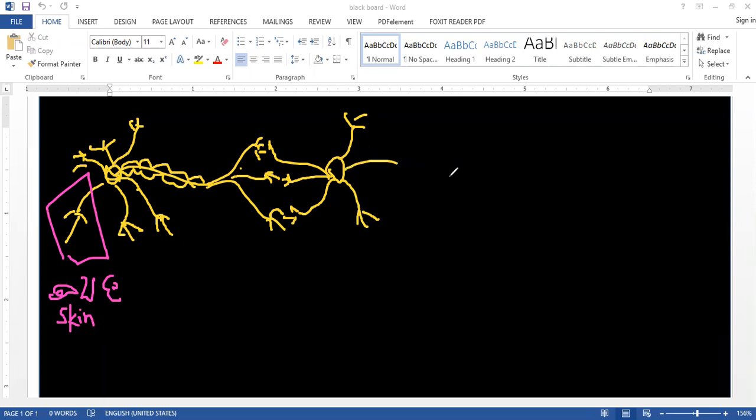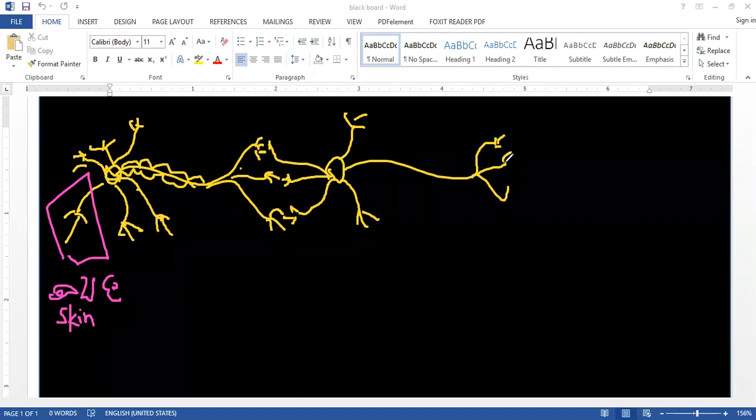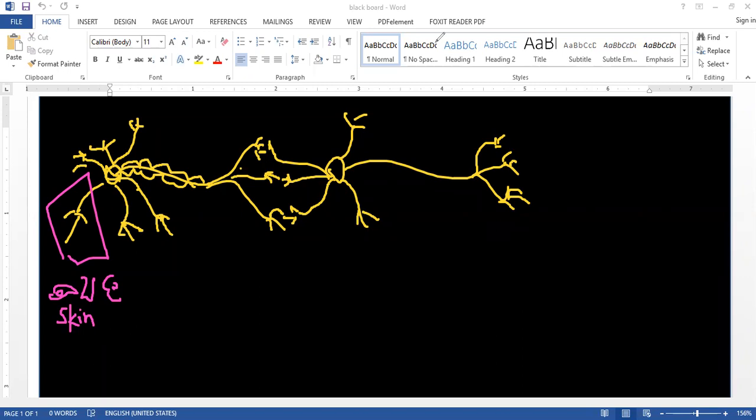And here, look at this one. This is another neuron. You can find loads of neurons, or nerve cells, which are connected. And finally, it can be found in here, the central nervous system, the CNS.